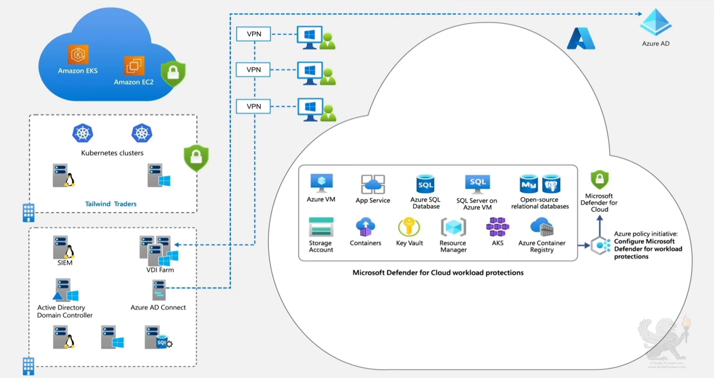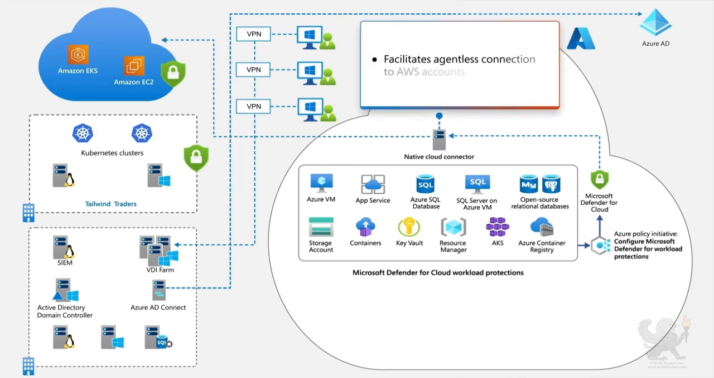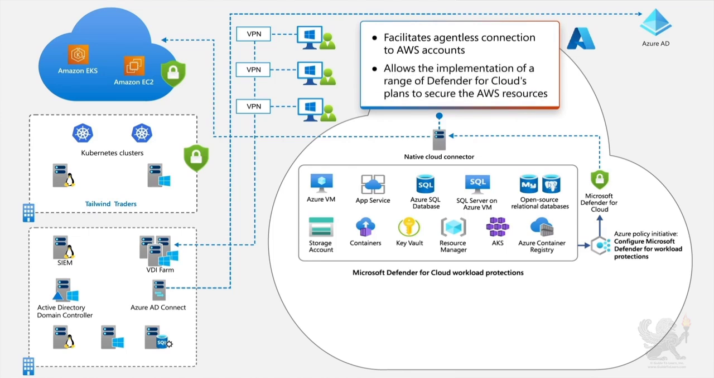In this particular case, you can, for example, deliver extra protection for resources hosted in the Tailwind Traders AWS account without having to deploy any agents by taking advantage of the native Cloud Connector. Native Cloud Connector provides an agentless connection to an AWS account, allowing Contoso to implement a range of Defender for Cloud's plans to secure their AWS resources.